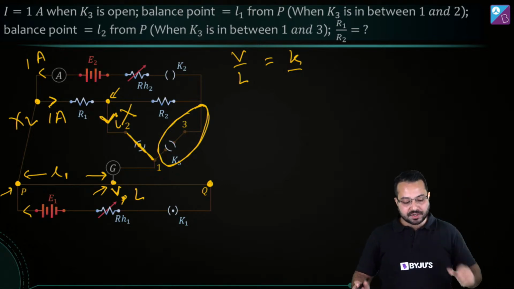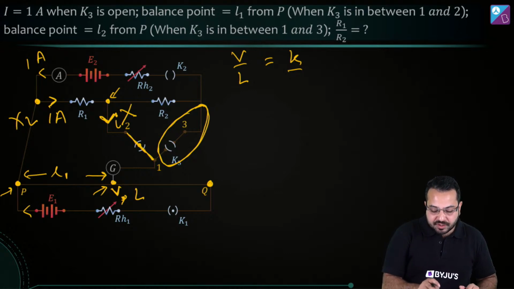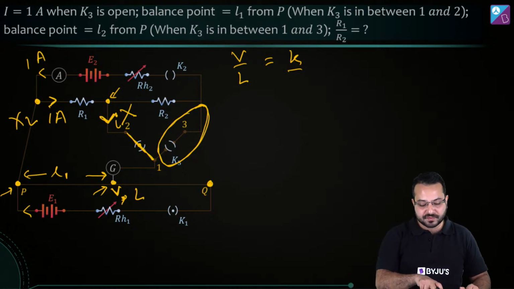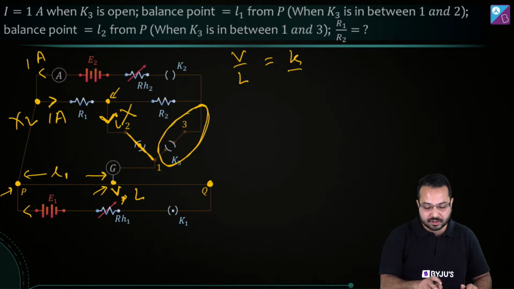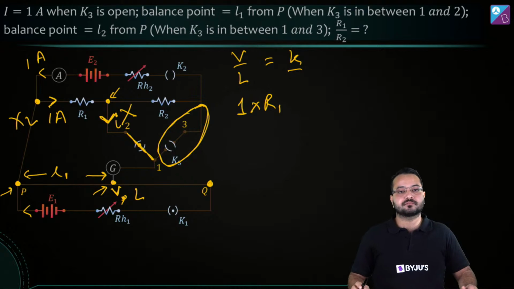Now what does it mean? What is the potential difference across R1? The potential difference across R1 is going to be IR. Simple. So the potential difference across R1 is the current 1 into the resistance R1. So that is the potential difference.